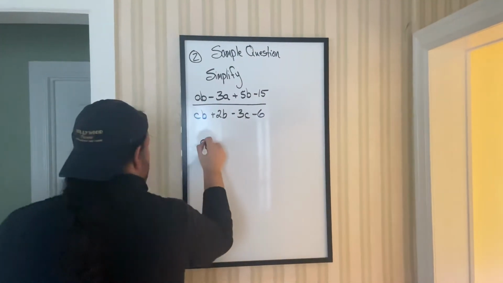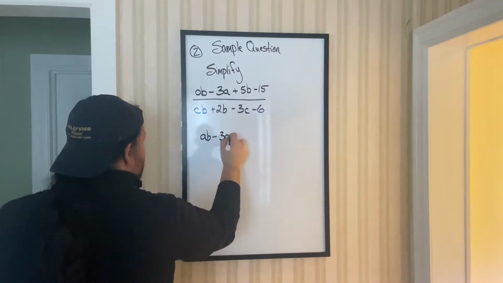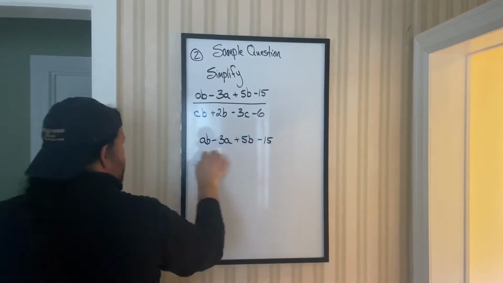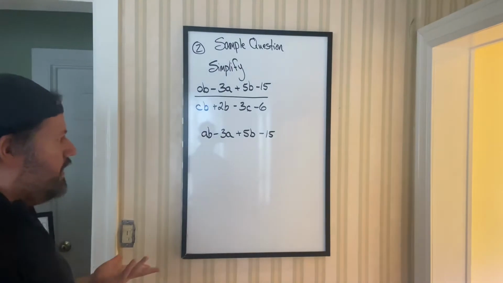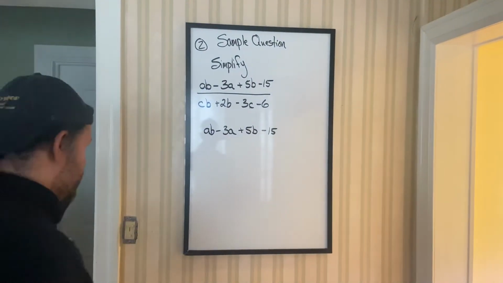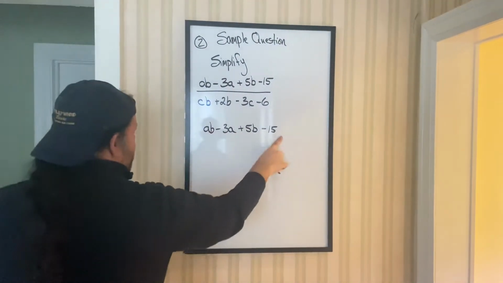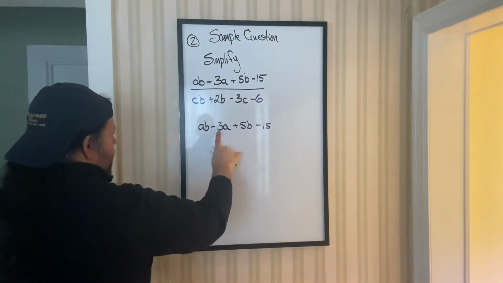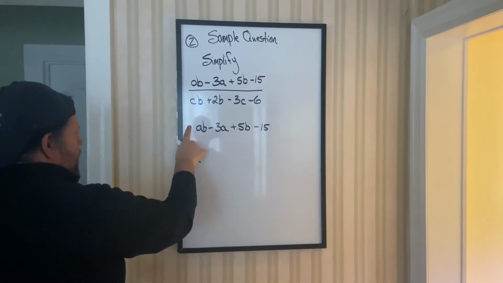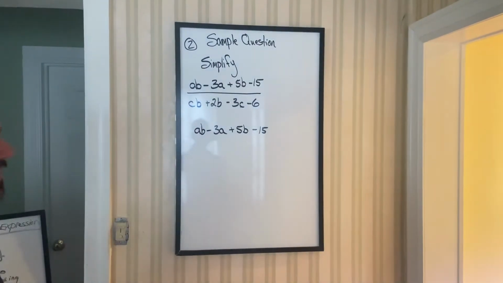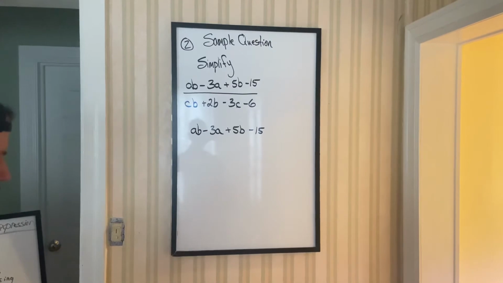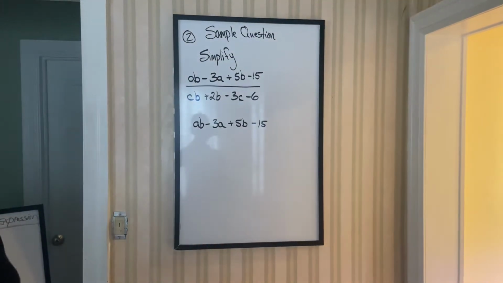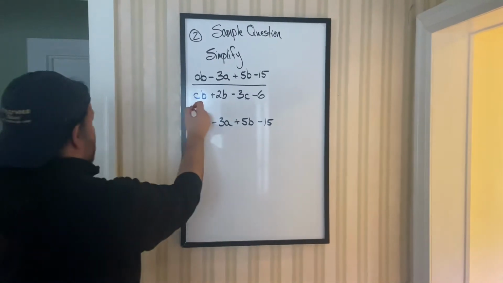The top is AB minus 3A plus 5B minus 15. 4 terms. We'll always look for a GCF first. Notice there is no GCF. No matching parentheses. Some of them have letters, but this last term doesn't. Some of them have numbers, but this term doesn't. And it doesn't start with a negative. So we definitely know there's no GCF. We count the number of terms. Notice we have 4 terms. Anytime you have 4 terms, we always do what we call the grouping method.